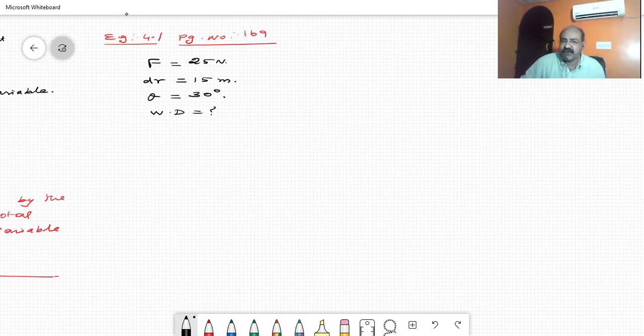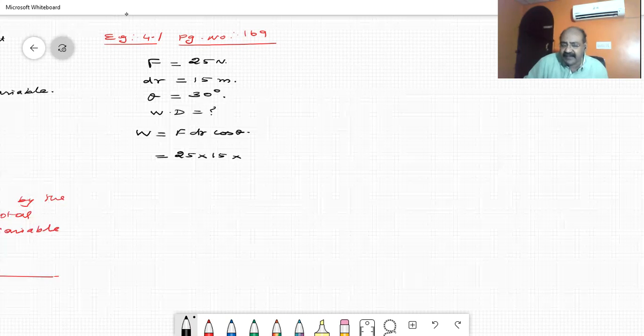See, it is direct substitution. As you know, the work done W is given by the formula F into dr into cos theta. You substitute for this. What is F? F is 25 Newton. Displacement is 15. And here it is cos theta, so you can write cos 30. What is the value of cos 30? Cos 30 is root 3 divided by 2. So you substitute and simplify. You will get 25 into 15 into root 3 divided by 2.